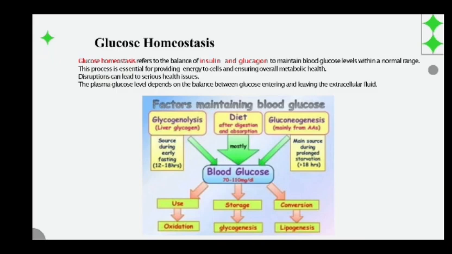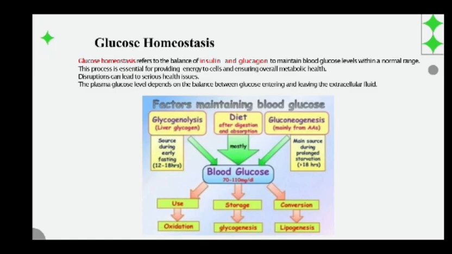The plasma glucose level depends on the balance between the glucose which enters the blood and the glucose which leaves to the extracellular fluid through the blood. The major source of blood glucose is through the diet, which occurs after the digestion and absorption of the food. The excess blood glucose after the process of digestion either is used for oxidation for energy production or is stored as glycogen for future use, or it is also converted to lipid by the process of lipogenesis.